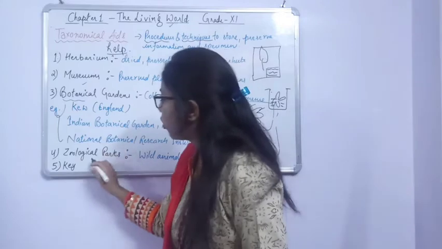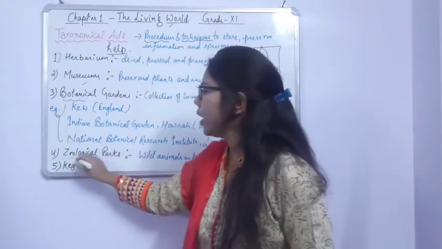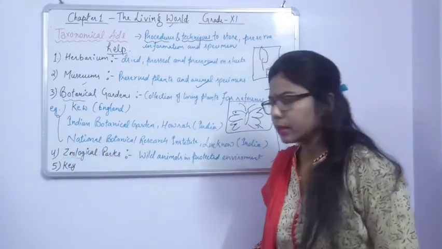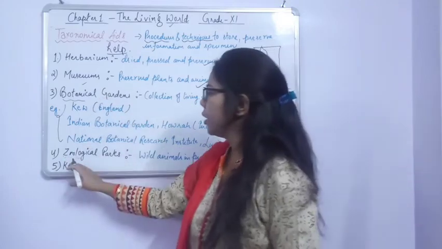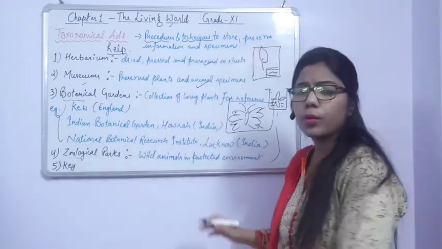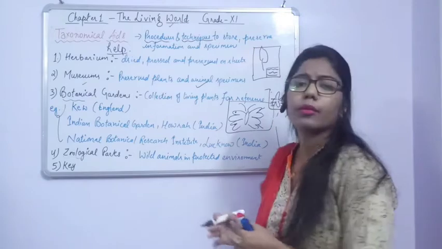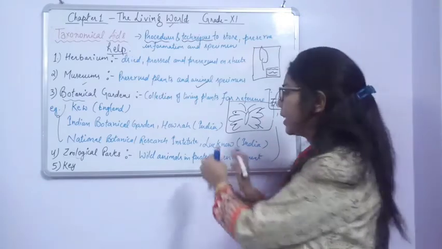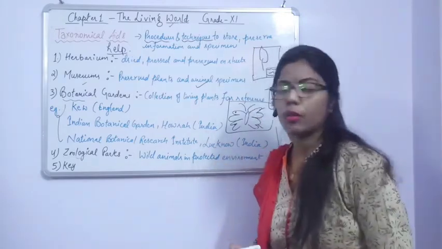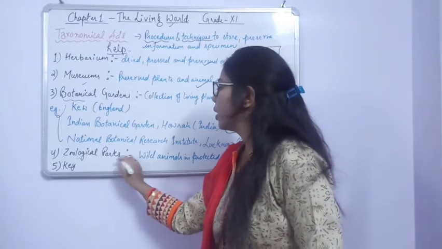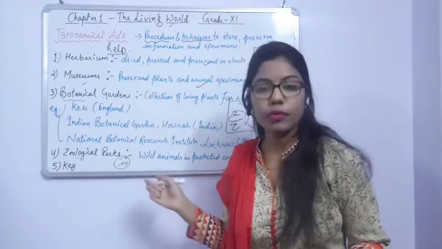Now the fourth one is the zoological park. Zoo is related to animals. Here related to plants, here related to animals. So now we are taking animals from their natural habitat and keeping them in a protected environment. We all know about the zoo. In the zoo you can see different types of animals.